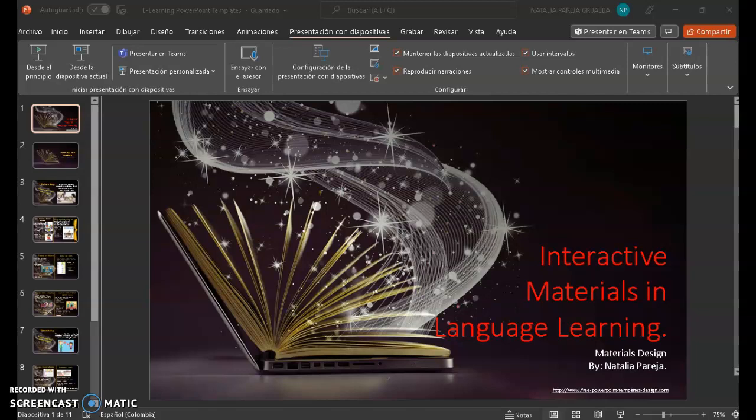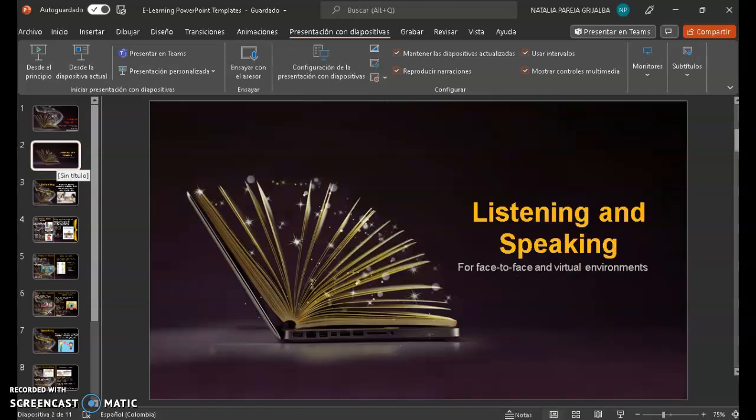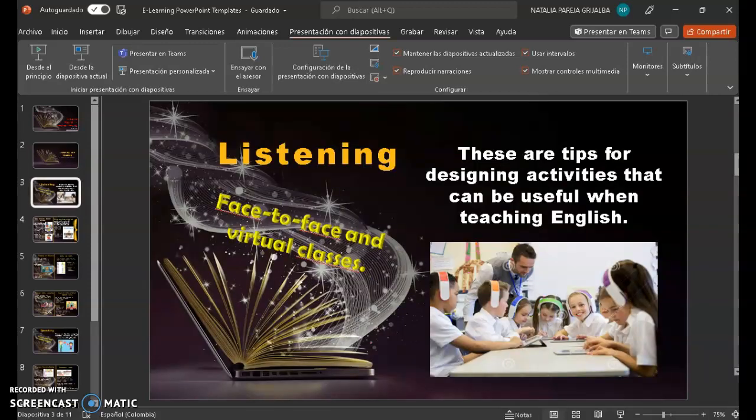I am a student of the material design course, and this activity is interactive materials and language learning. I will explain material design tips for face-to-face and virtual environments.